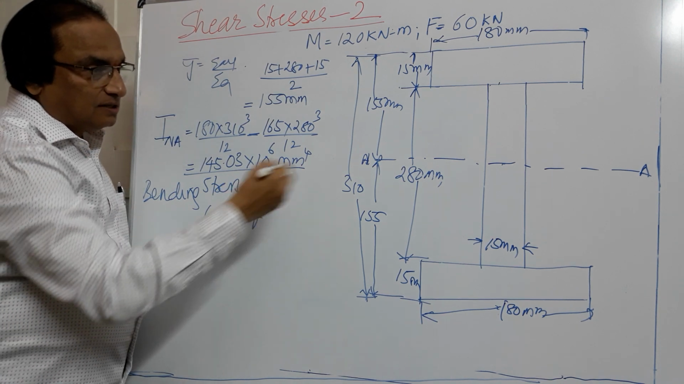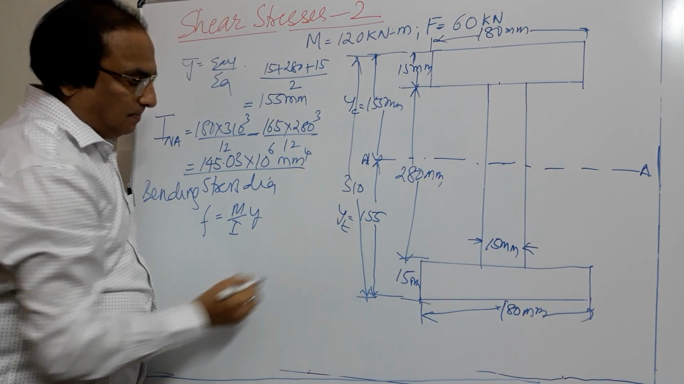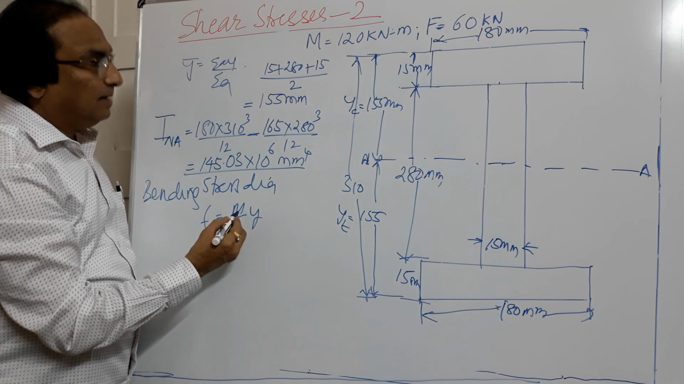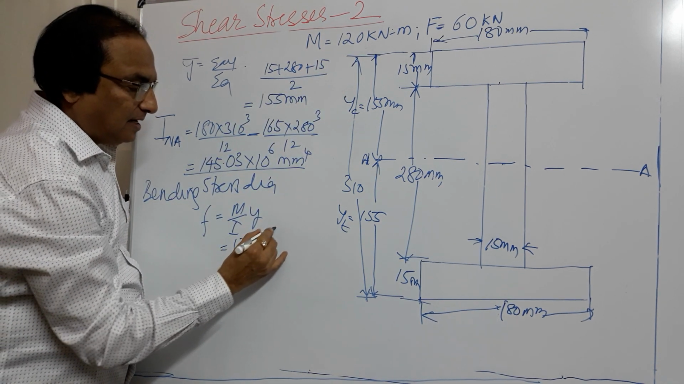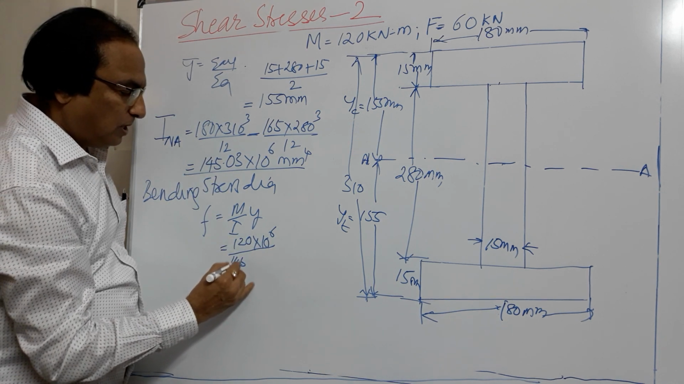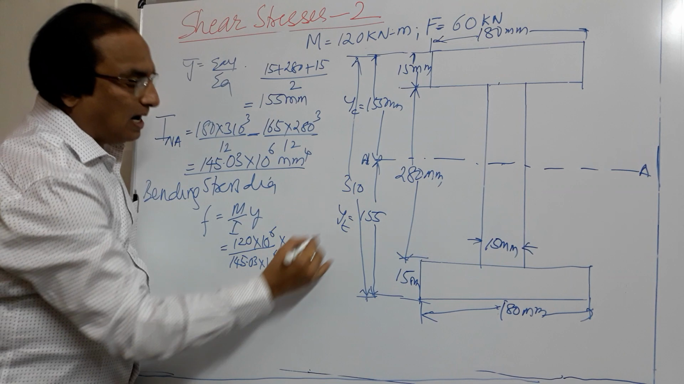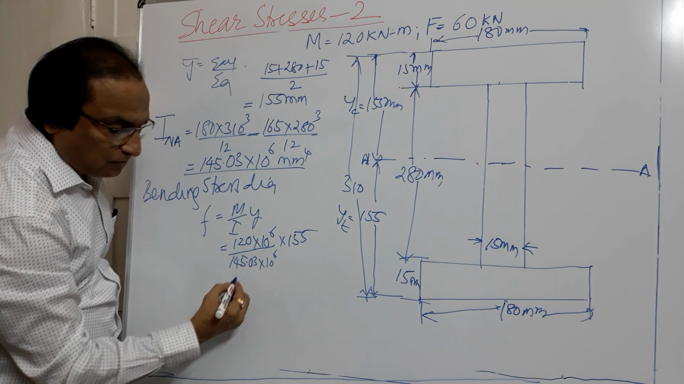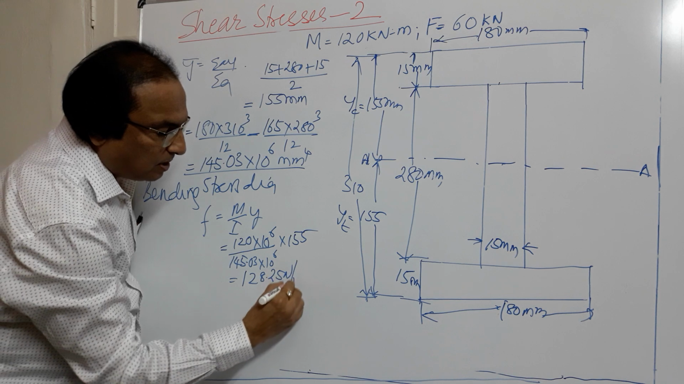So since it is symmetrical here, Y compression is equal to Y tension. So stresses, both tensile and compressive, will be the same. If I use this relation, M is given to you as 120 kilonewton meter. You multiply it by 10 raised to 6 to convert it into Newton mm. You know the value of I is 145.03 into 10 to the power of 6, into Y, the distance of the extreme fiber, 155. Newton per mm square. You get this value as 128.25 Newton per mm square.